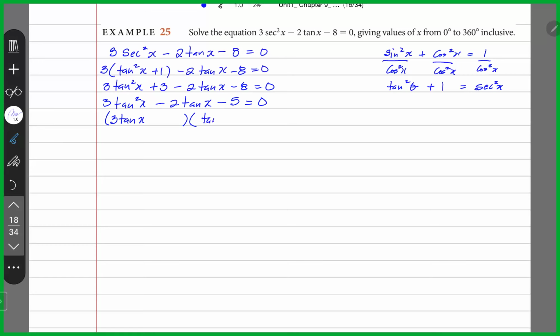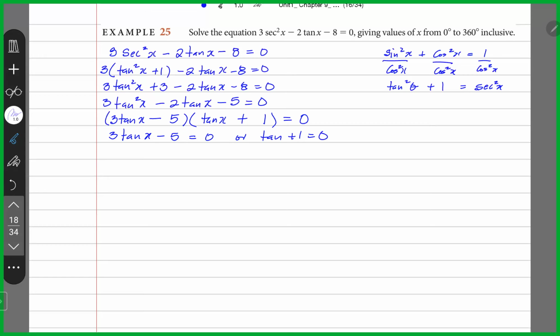We're going to have tan x here. It must be 5 and 1. So 1 here and I think 5 here. This is plus, but this is minus, is equal to 0. So now we have, let me just double check. Yeah, this is it. 3 tan x minus 5 is equal to 0, or tan x plus 1 is equal to 0.